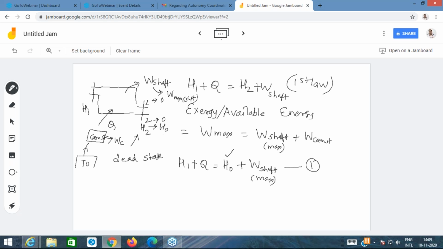Let me rewrite this equation 1. W shaft max will be equal to H1 minus H naught plus Q. Let us call this equation 1.